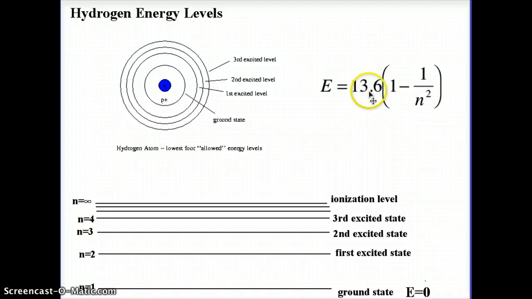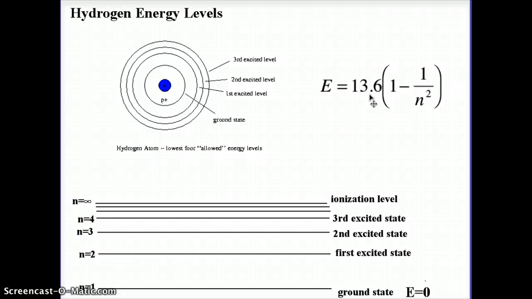The 13.6 only applies to hydrogen. If there is any other element, this number doesn't apply anymore, and that number will change. So I'm giving you this formula because the ones we're going to do math with are always going to be hydrogen. You do not use the 13.6 for any other element.